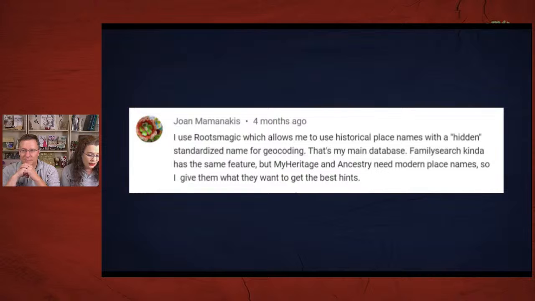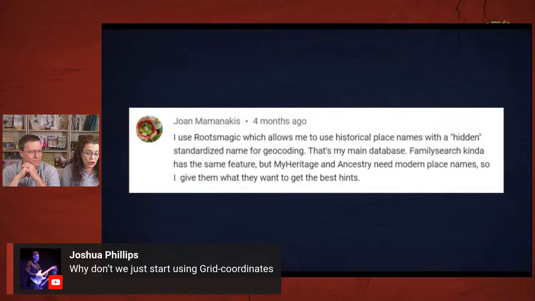In RootsMagic, it allows me to use our historical place names with a hidden standardized name for geocoding. And we did have somebody in the chat, Joshua, a first timer, say maybe we should start using grid coordinates. That's a potential option. FamilySearch does some geocoding in the background, which is why RootsMagic and FamilySearch can talk so well to one another. But MyHeritage and Ancestry don't really have anything like that. If you upload your tree with geocodes and then try to download it from Ancestry to another database, the geocodes are stripped. So that tells me that they're not keeping the geocoding.